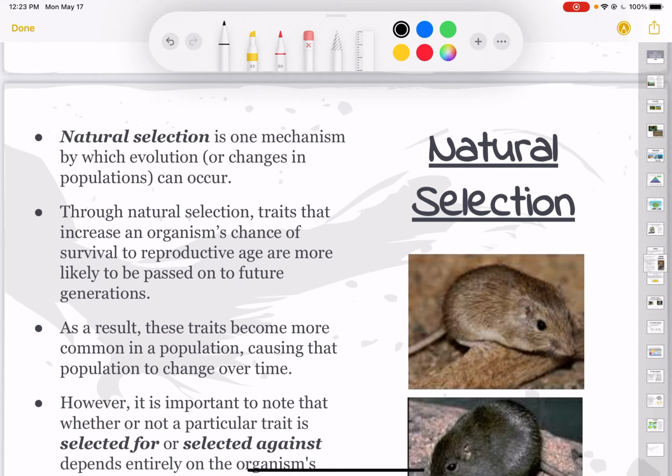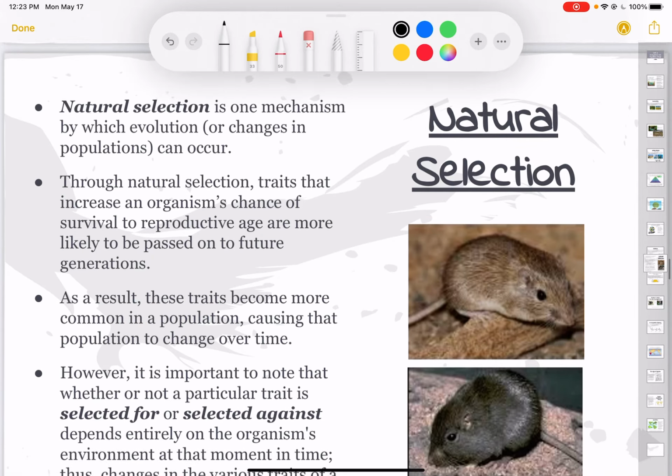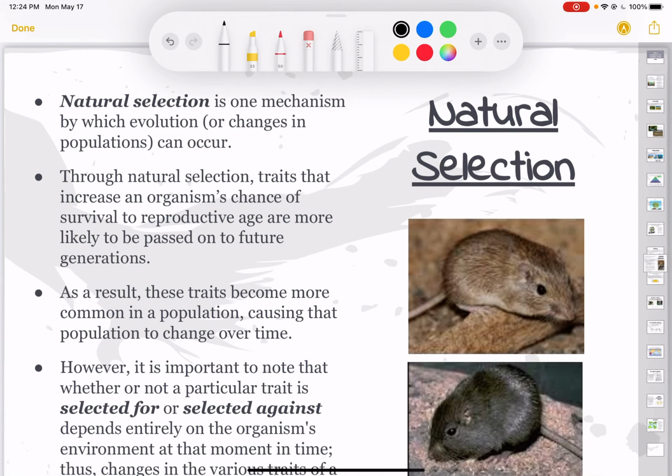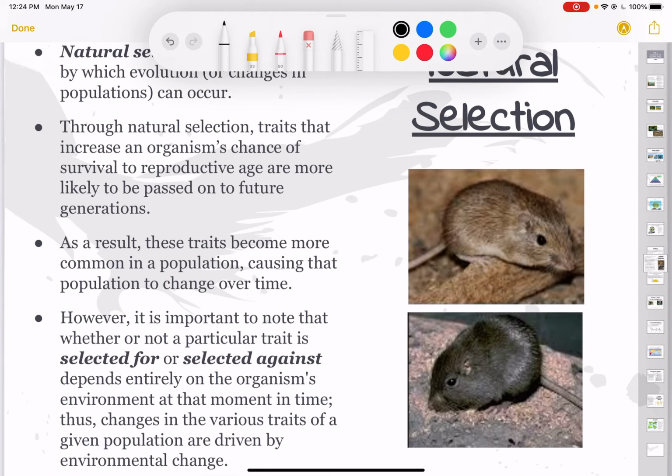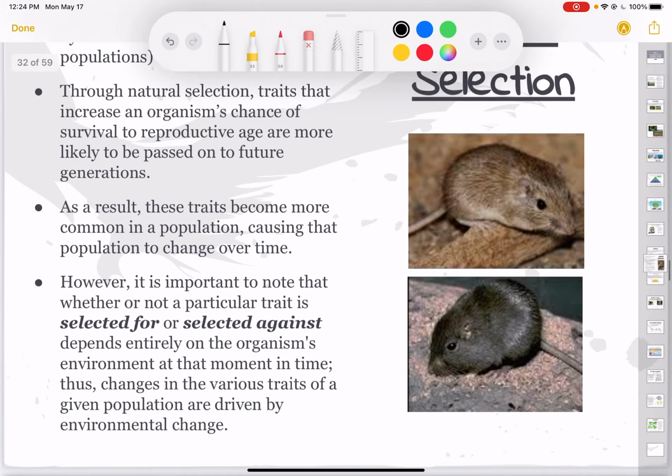So natural selection is one mechanism by which evolution or changes in the population occur. Through natural selection, traits that increase an organism's chance of survival to reproductive age are more likely to be passed on to future generations. As a result, these traits become more common in a population, causing that population to change over time. However, it is important to note that whether or not a particular trait is selected for or selected against depends entirely on the organism's environment at that moment in time. Thus, changes in the various traits of a given population are driven by environmental change.